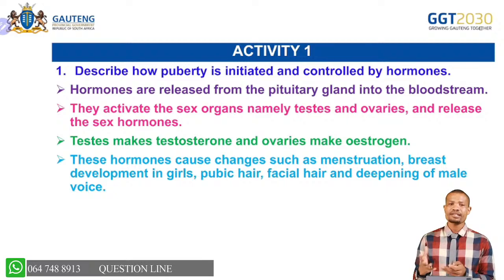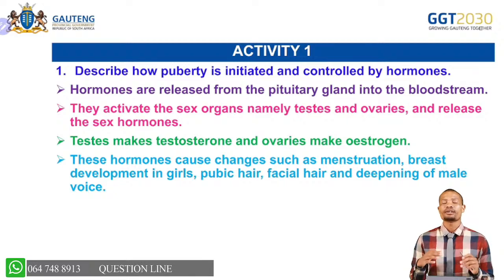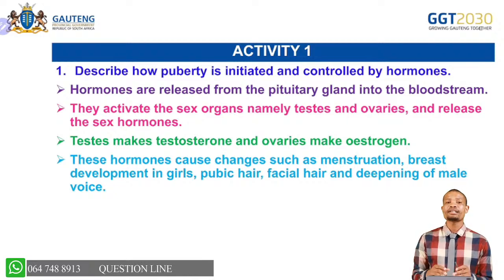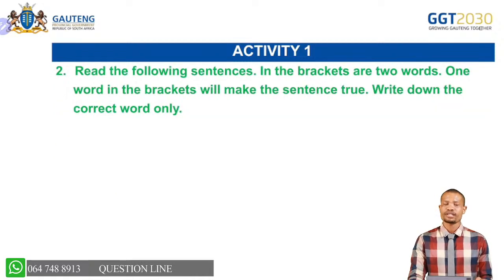And amongst the changes will be the following: there will be menstruation in girls, breast development in girls, pubic hair in both girls and boys, deepening of the voice in boys, broadened or widened shoulders and chest in boys, taller height in boys, and so on. So the changes that occur in the body are not limited to these ones. You can have others. For as long as they are correct, then you can mark yourself correct for your answers. Okay. Let's go on to question 2.